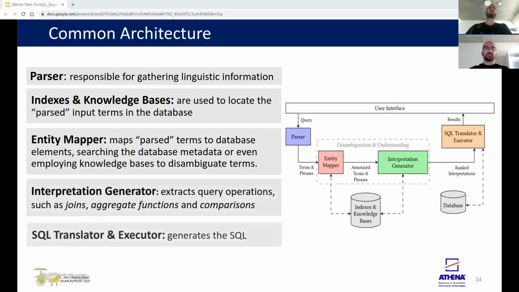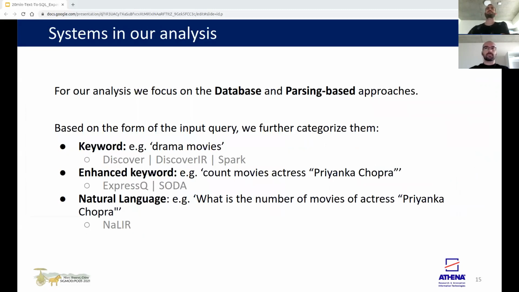We focused our analysis on database and parsing-based approaches, further categorizing the systems based on the type of the input they accept.